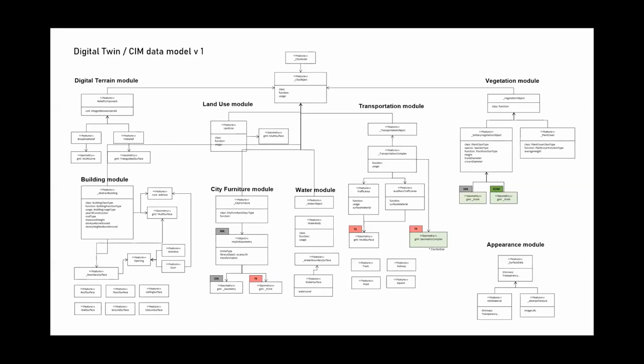The digital twin information model can be divided into different parts. We have the digital terrain, and we have the land use and transportation and so on. Here we use an information model as it's a standard, an international standard called CityGML.